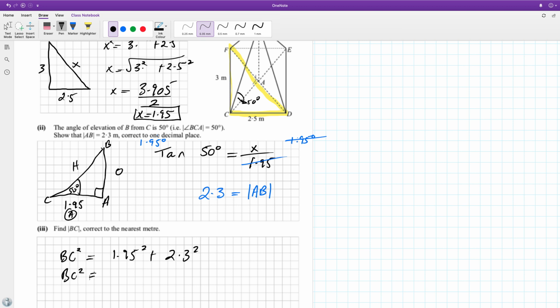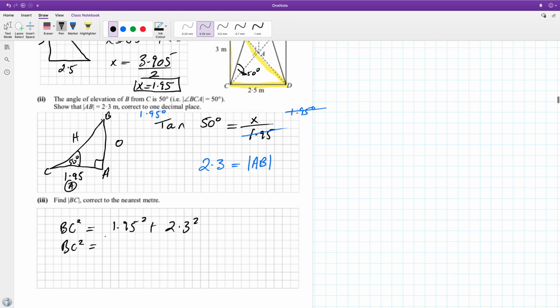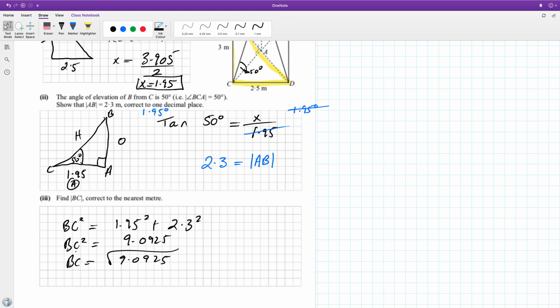BC squared equals 9.0925. BC is equal to the square root of 9.0925, which is 3.015. Correct to the nearest meter, 3 meters.